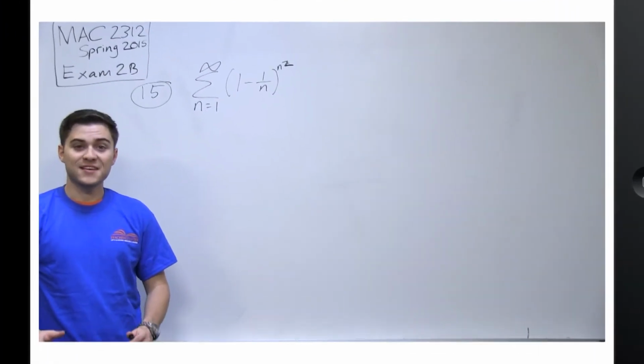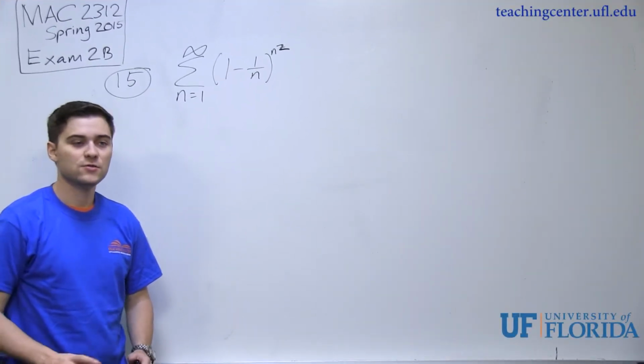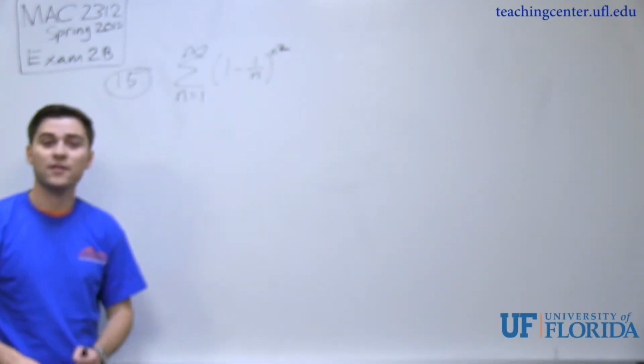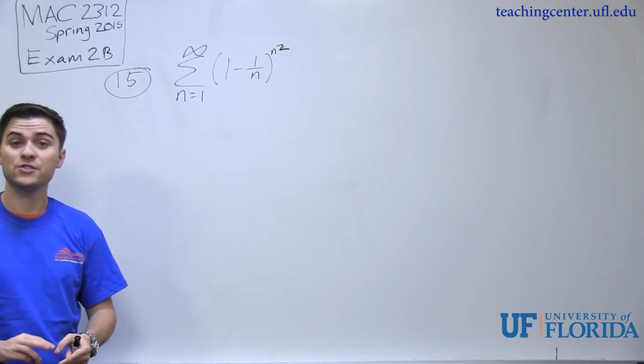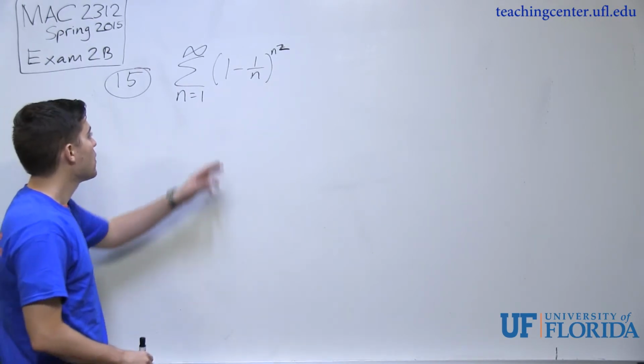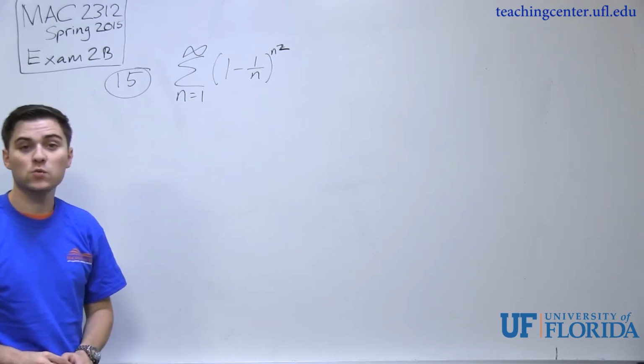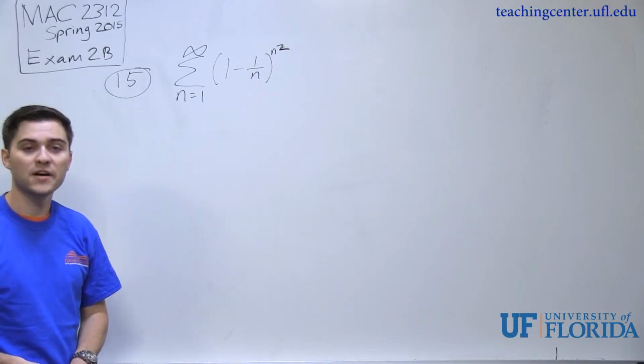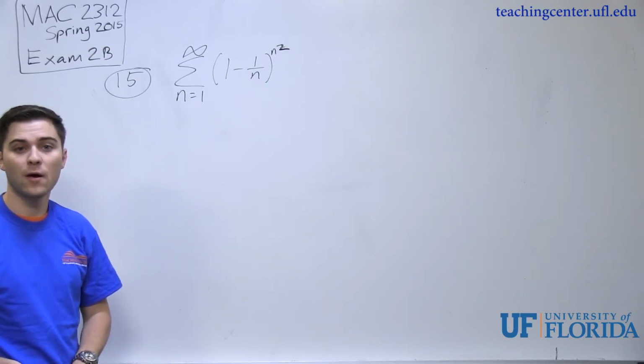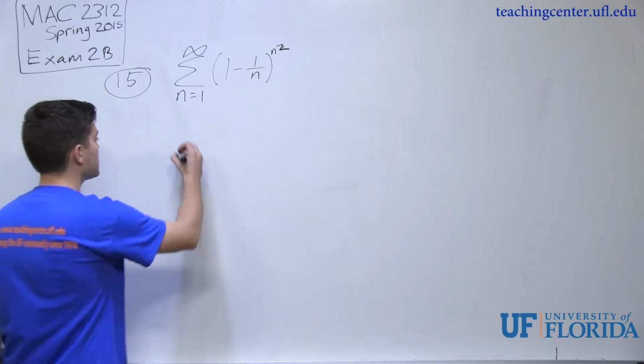Problem number 15 is asking us to apply root test to a series and see if it converges absolutely, diverges, or is inconclusive. So the series is summation from n equals 1 to infinity of (1 minus 1 over n) to the n squared power. So let's go ahead and apply root test and see what we get.